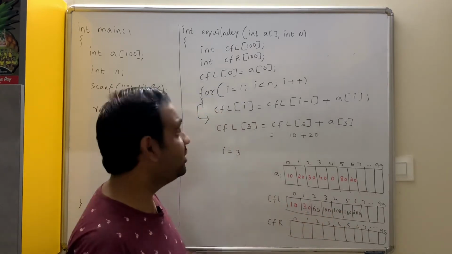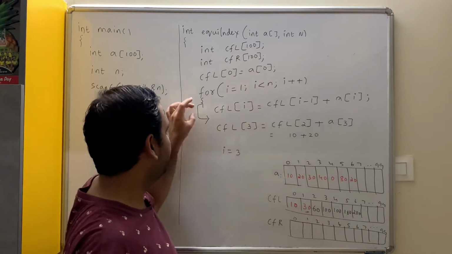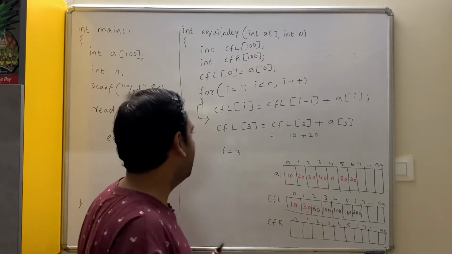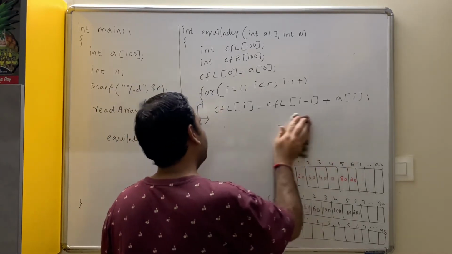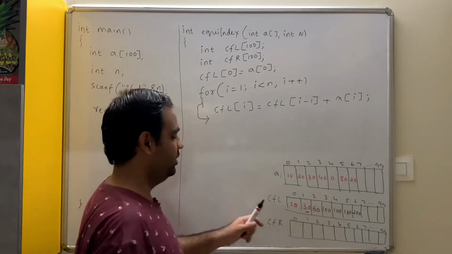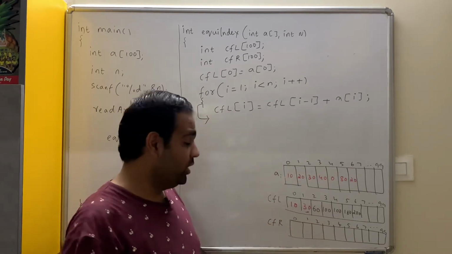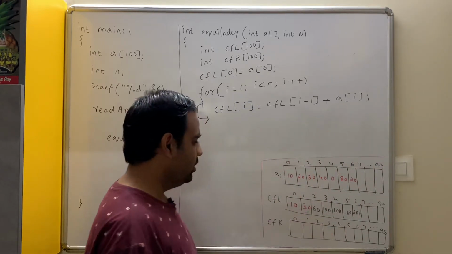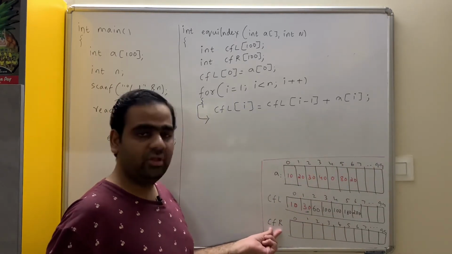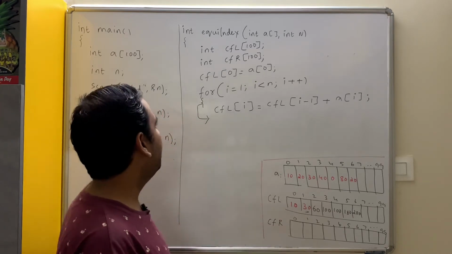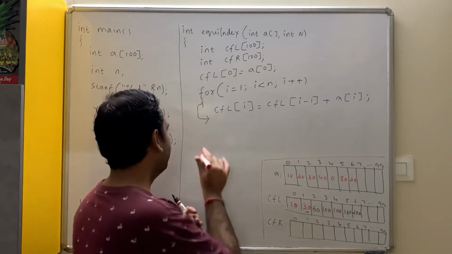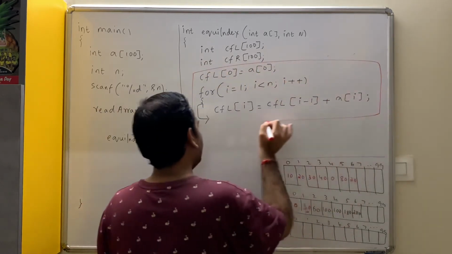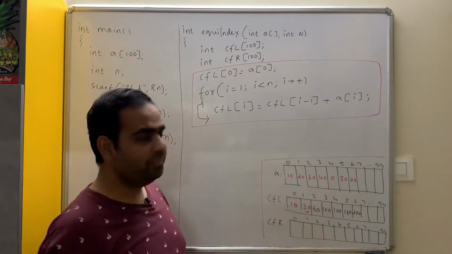I plus plus gives 7. 7 less than 7 is false. You come out of this loop and what do you observe? You observe that the cumulative frequency from the LHS has been computed. Now I want to compute cumulative frequency from the RHS. This computes cumulative frequency from LHS.